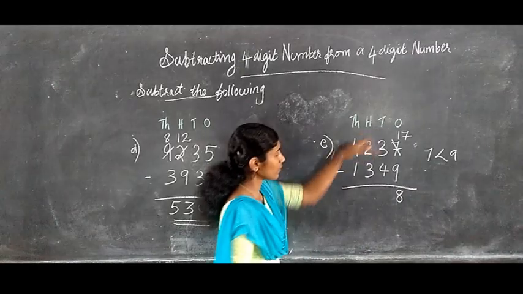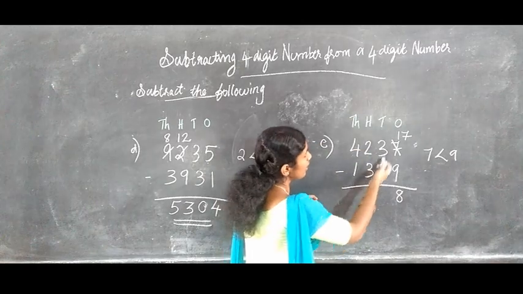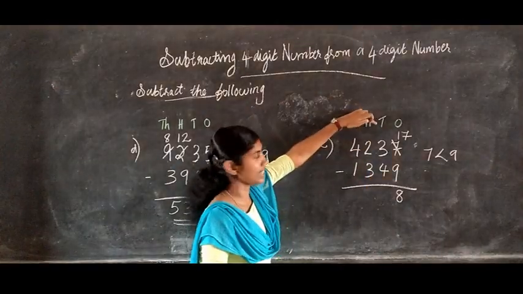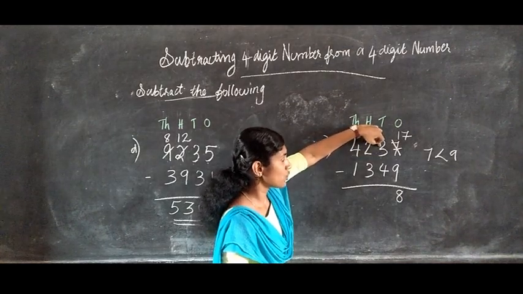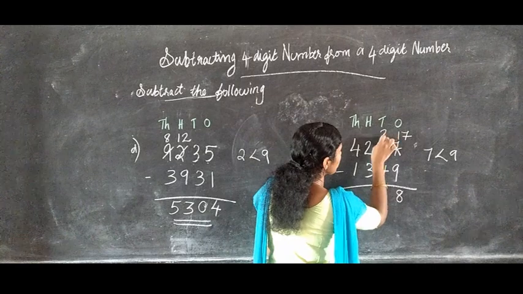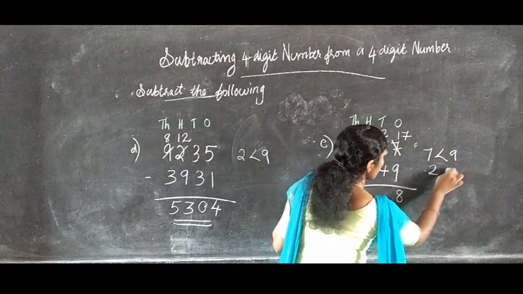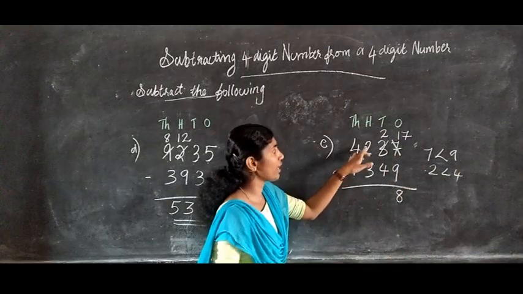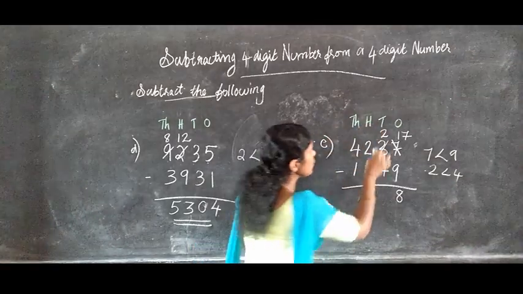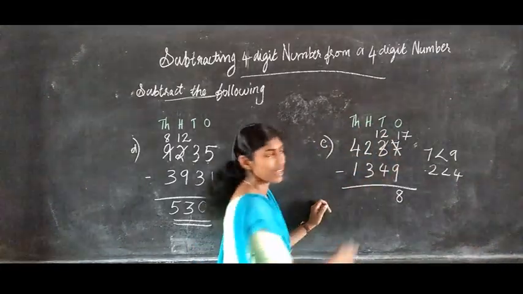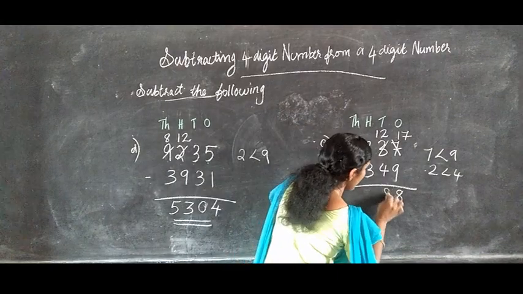8. Then we have to subtract this tens. Since we have borrowed 1 tens, we have only 2. Then 2 is less than 4, so we have to borrow 100 from the hundreds column, and we have to regroup this tens column as 12. Then 12 minus 4, again 8.